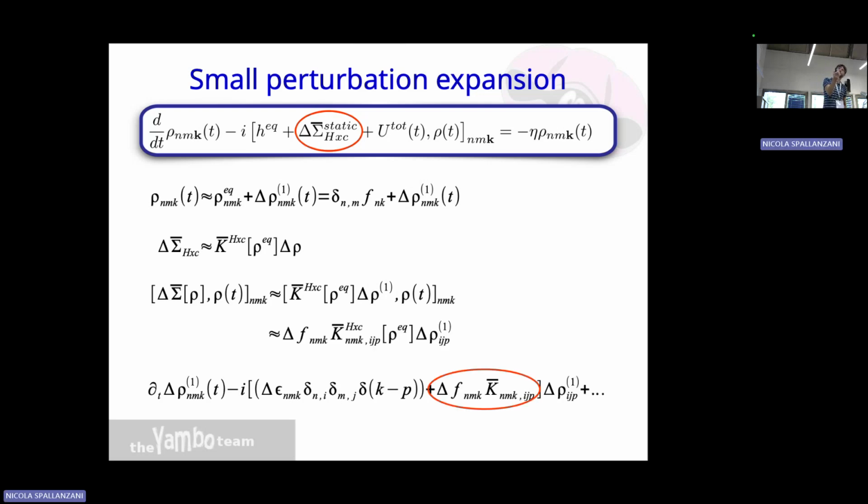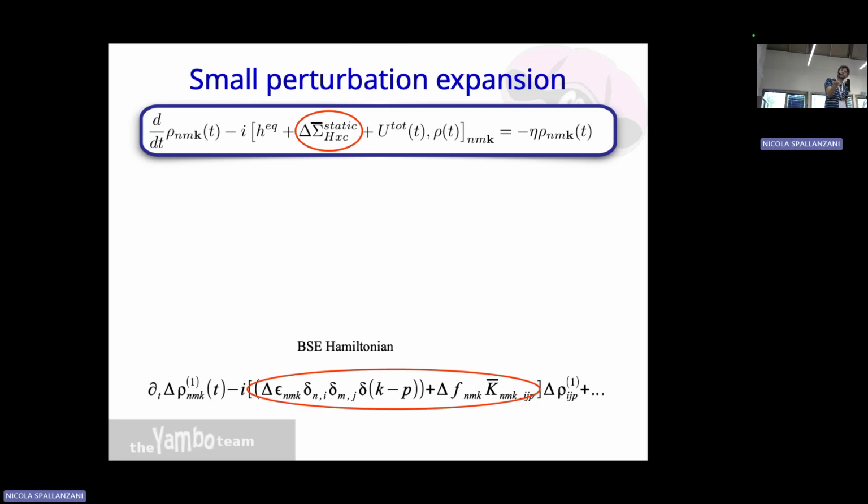And the zero order density matrix is just the occupations. So here I end up with the change of the occupations times the kernel times the density matrix. And so I put it here. So these two terms actually are the Bethe-Salpeter equation. So here the Bethe-Salpeter equation appears in that line with the subdetermined method.